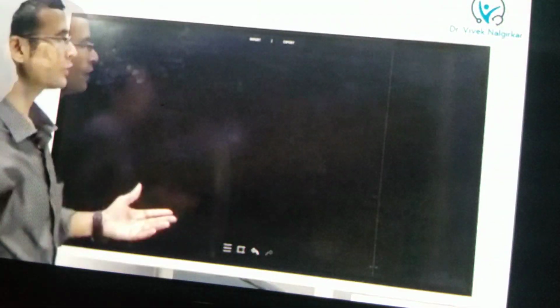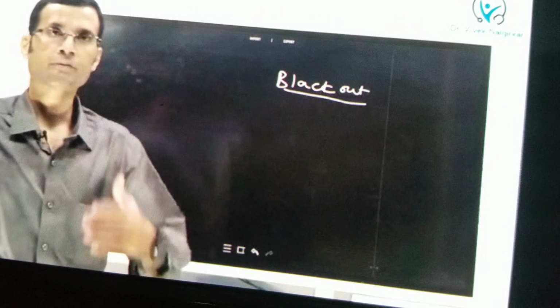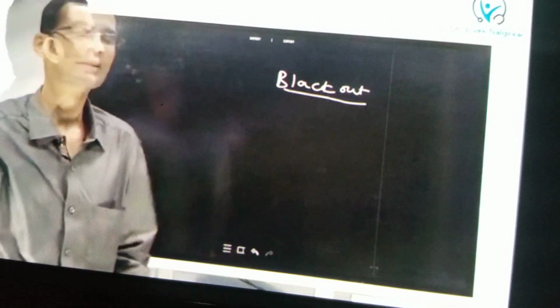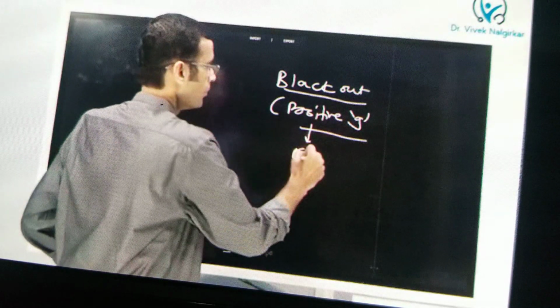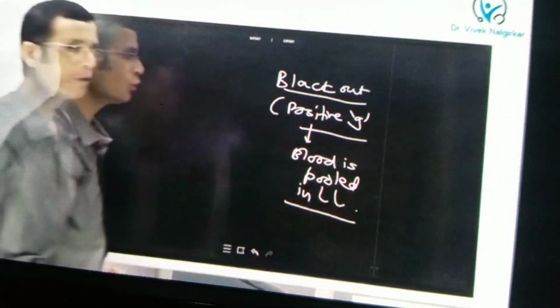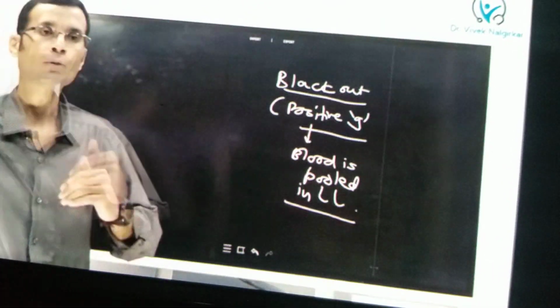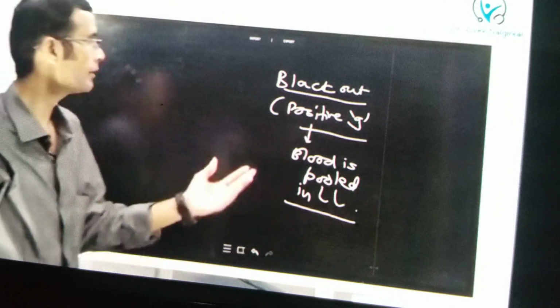What is redout? And when does that happen? First of all, blackout is when a person faints. First he sees black and then faints. This occurs from a positive G, positive gravity, because blood is pooled in the lower extremities, lower limbs. So venous return to the right side of the heart will decrease, and blood flow to the upper parts of the body will also decrease. Cerebral blood flow will decrease, and the person will faint. That's a blackout.